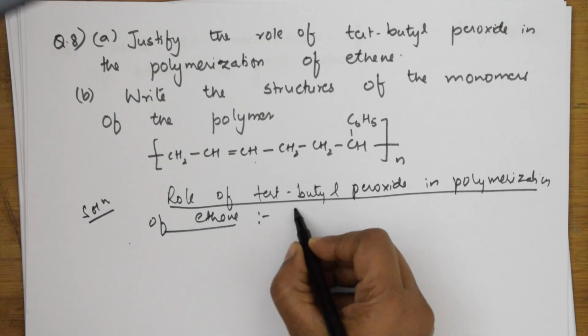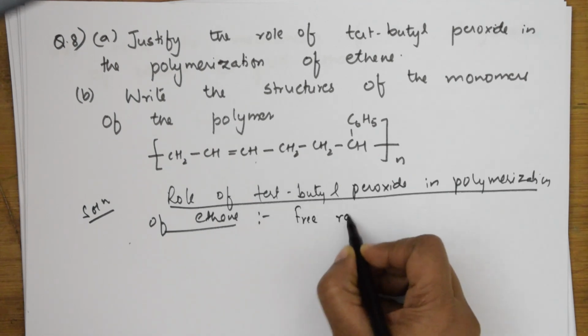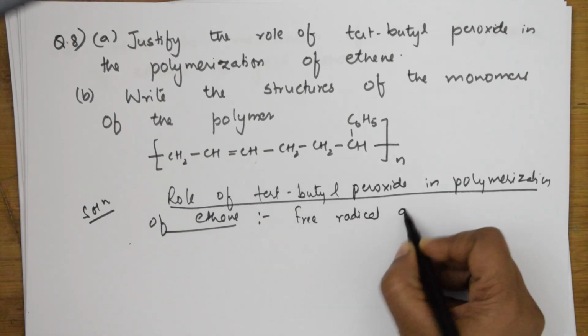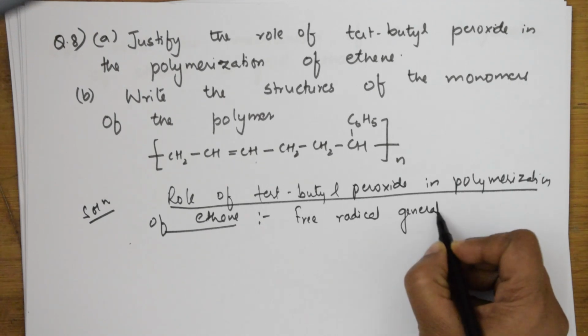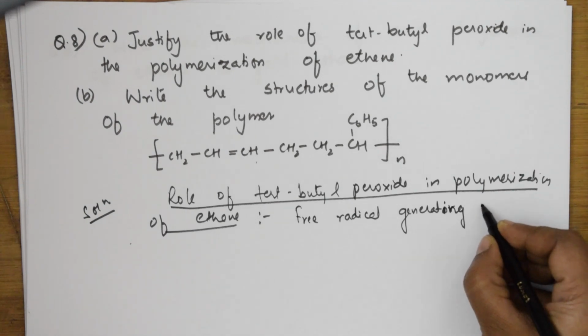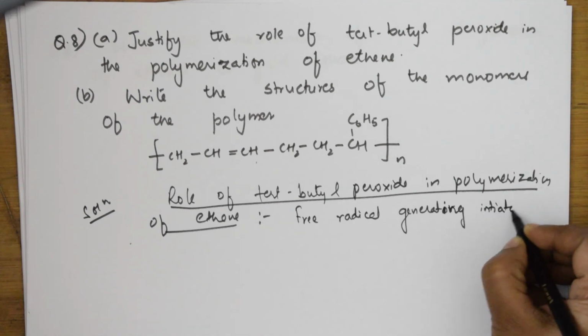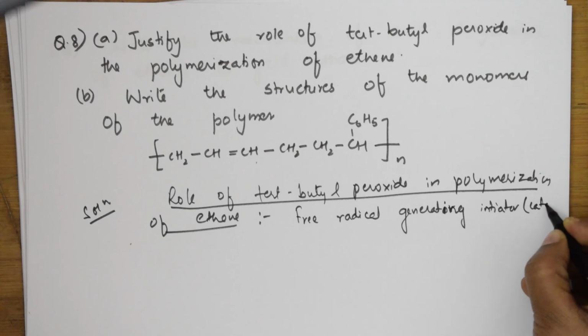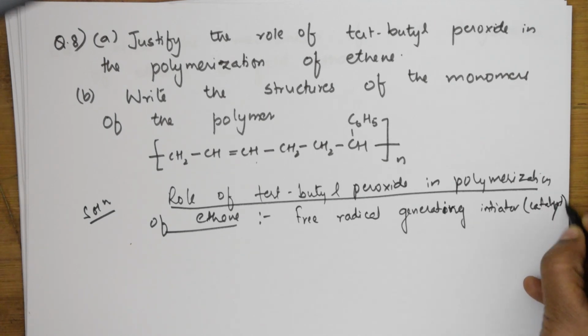Okay, simple. Free radical generating, it will generate a free radical. I showed you just now. Free radical generating initiator, or it is a catalyst. Okay, free radical generating initiator, catalyst. This you write. Now to impress the examiner further, what will I do? I'm going to write the reaction mechanism.